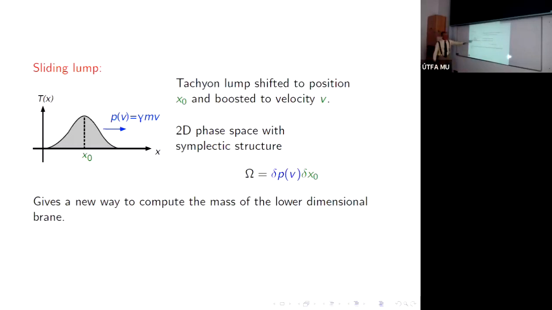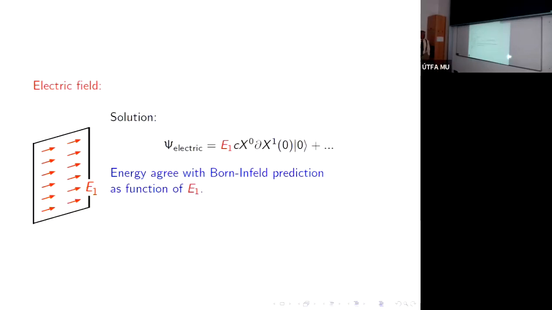And this gives you an interesting way of computing the tension of the D-ring. We show that we correctly reproduce the D-ring tension. We compute the momentum from the symplectic structure this way.